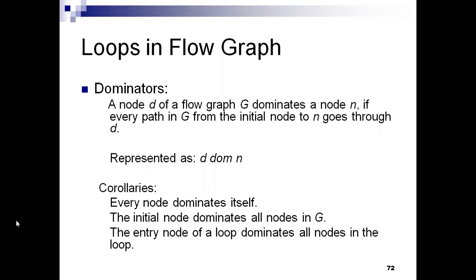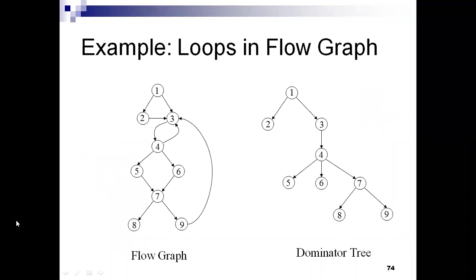See, this is an example for the dominator tree. From the flow graph we are representing the dominators. The initial representation is the flow graph, and from the flow graph we are representing the dominator tree.